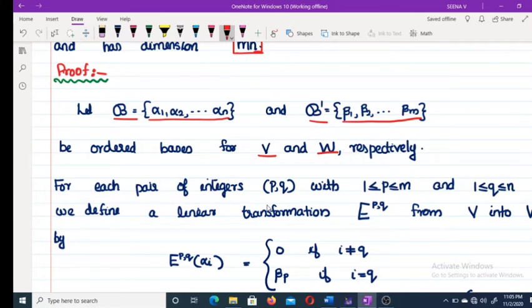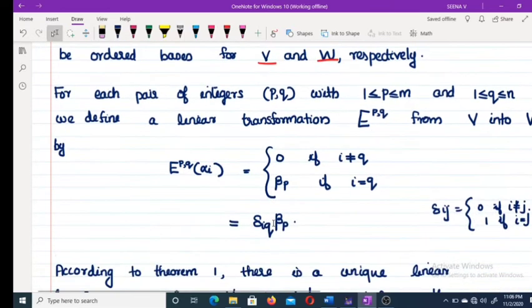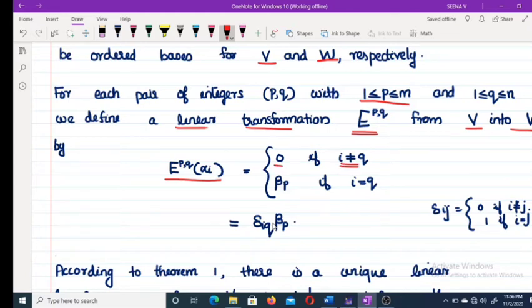Now, for each pair of integers p and q, with 1 less than or equal to p less than or equal to m and 1 less than or equal to q less than or equal to n, we define a linear transformation E^{p,q} from V into W by E^{p,q}(alpha i) equal to 0 if i is not equal to q, and beta p if i equal to q. This is our definition.